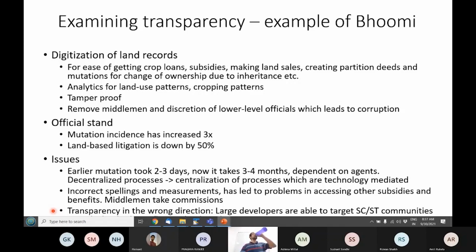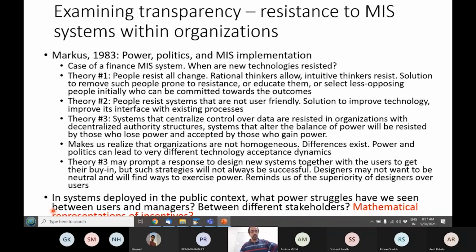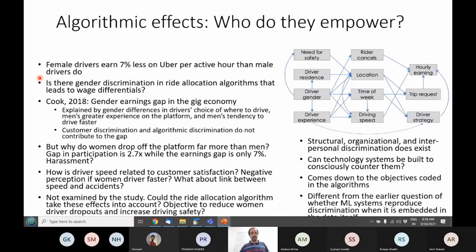So I'll skip this. These are just more examples of what happens when you introduce MIS systems within organizations. This is a very old paper, but a very classic paper. When you introduce MIS systems within organizations to, let's say, keep track of HR processes and management decisions, then you have very similar dynamics playing out: who is the technology ultimately empowering, which becomes important.